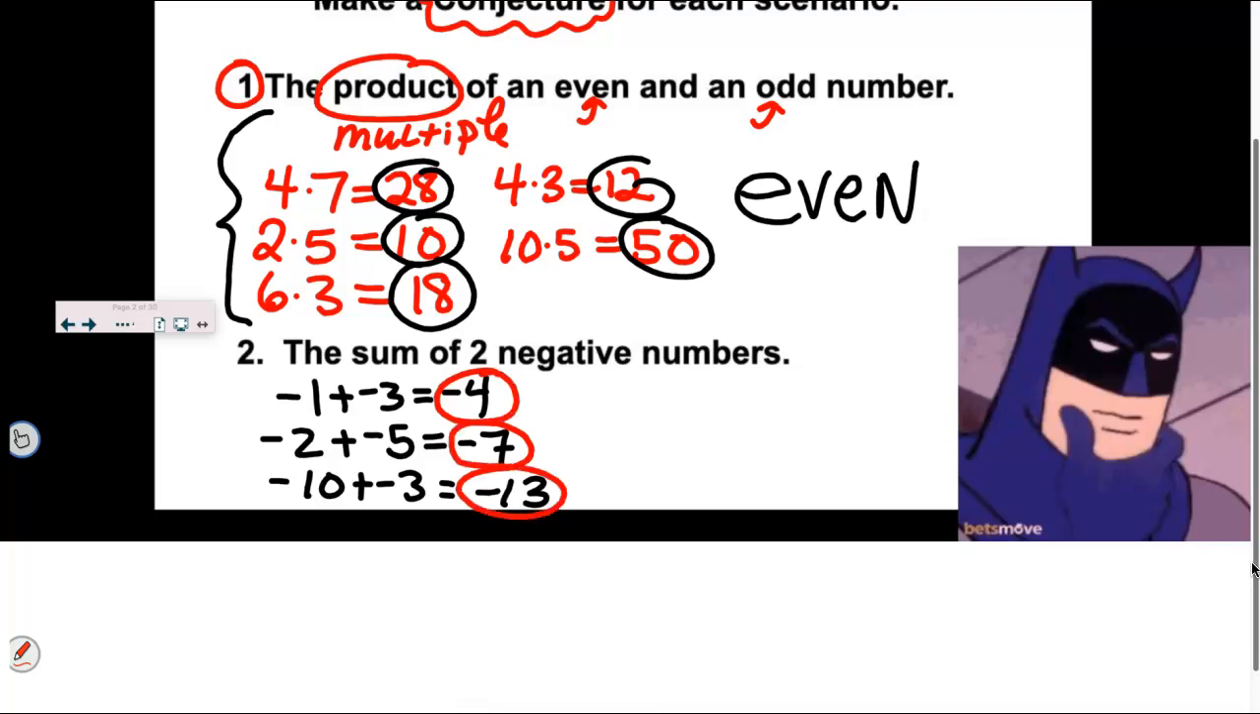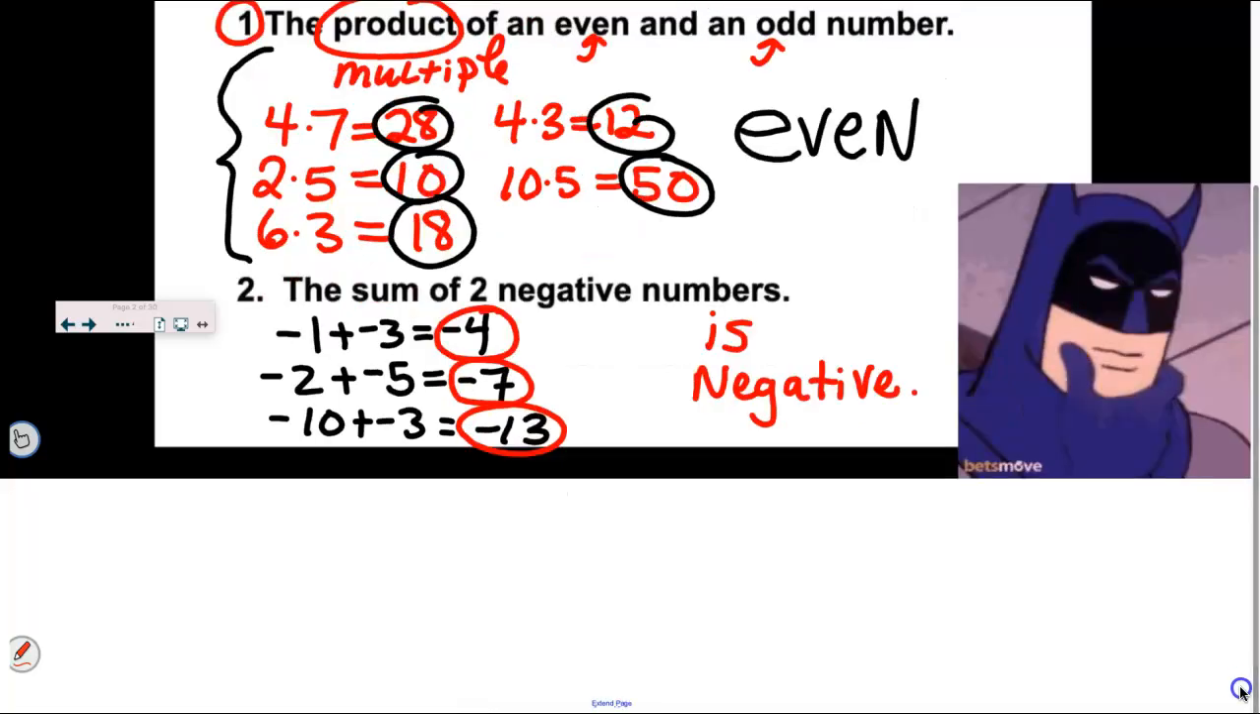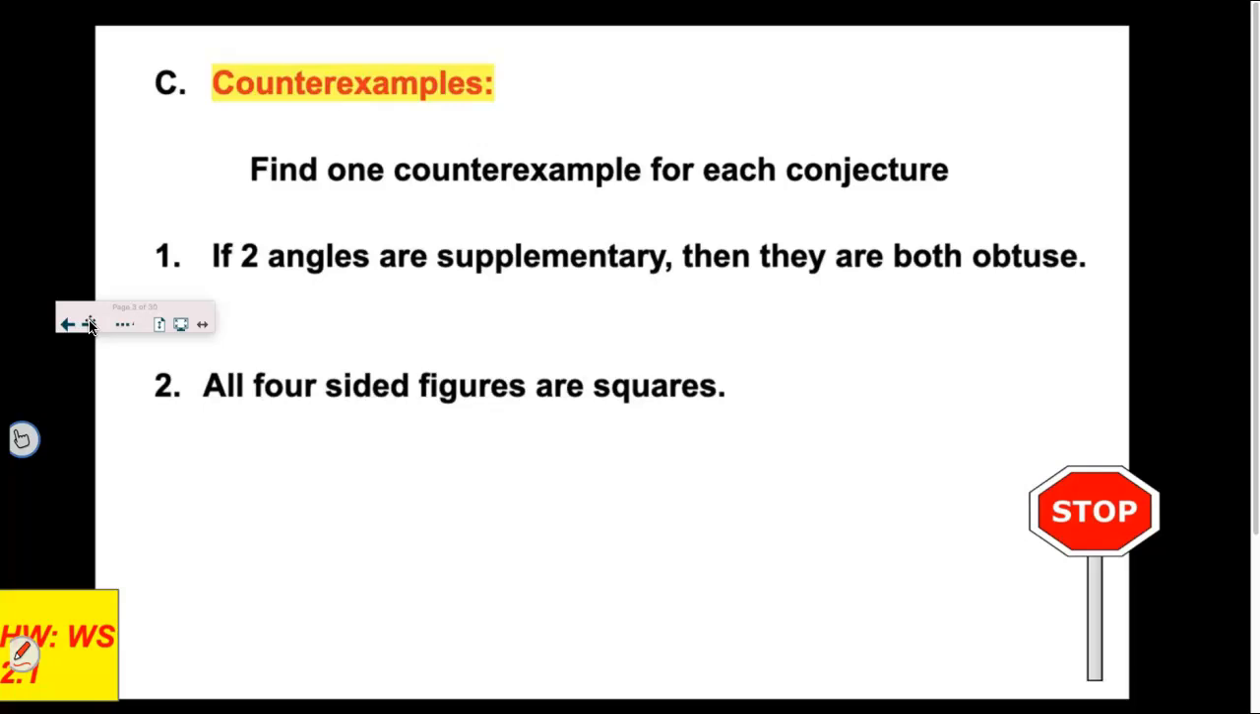And you could tell me they're all negative. That would be my conjecture, that the sum of 2 negative numbers is negative. Right? So making a conjecture with numbers, you got to have some samples, and then you look at the results and find something that they have in common.